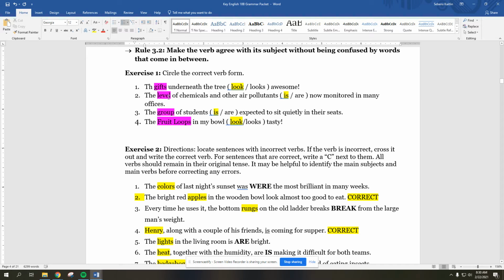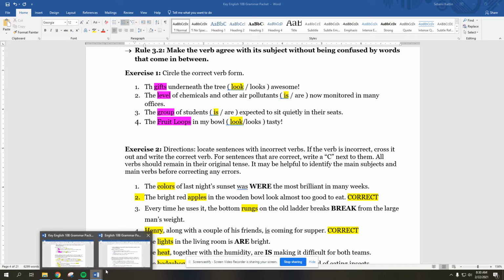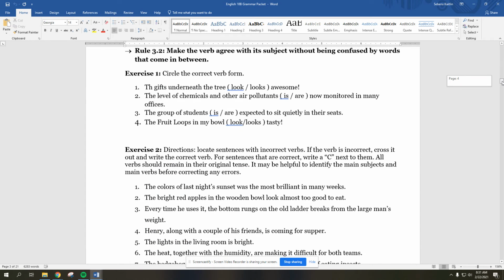All right, let's take a look. The gifts underneath the tree look awesome. Gifts look. 2, the level of chemicals and other air pollutants is now monitored in many offices. Level is monitored. 3, the group of students is expected to sit quietly in their seats. Group is expected. 4, the Fruit Loops in my bowl look tasty. Fruit Loops look tasty.